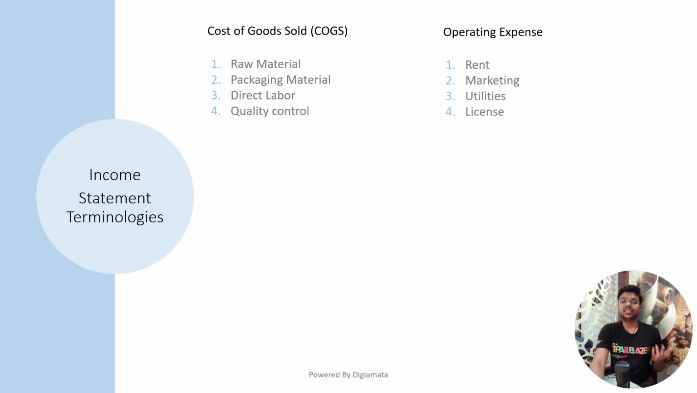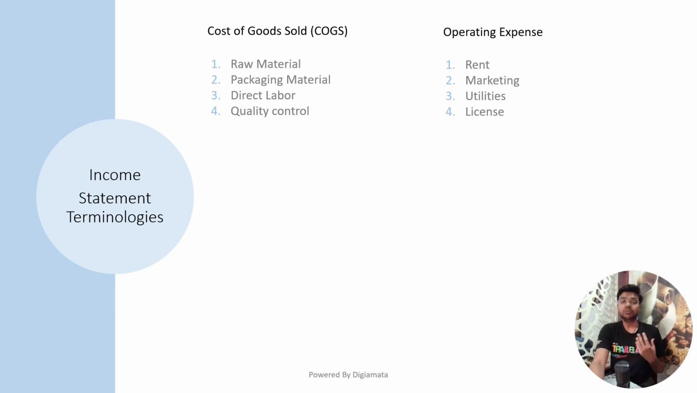Now sometimes it becomes very difficult to actually understand whether the cost has to go to COGS or it has to go to operating expense. The easiest way to understand is to ask yourself whether this cost is involved directly in making the product. If it is not directly involved, it has to go to the operating expense.